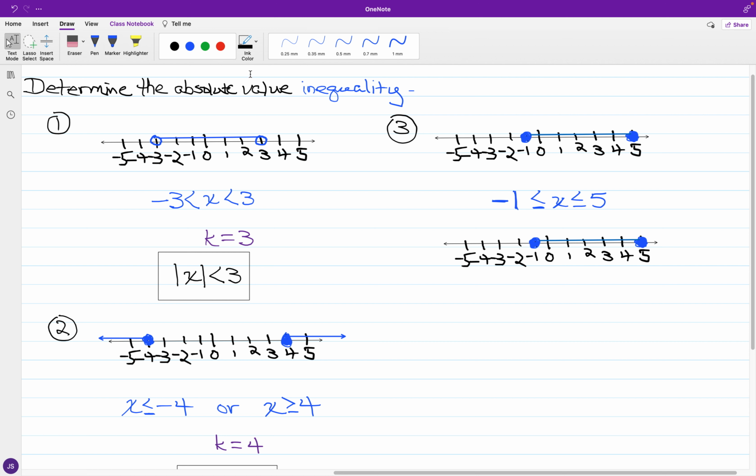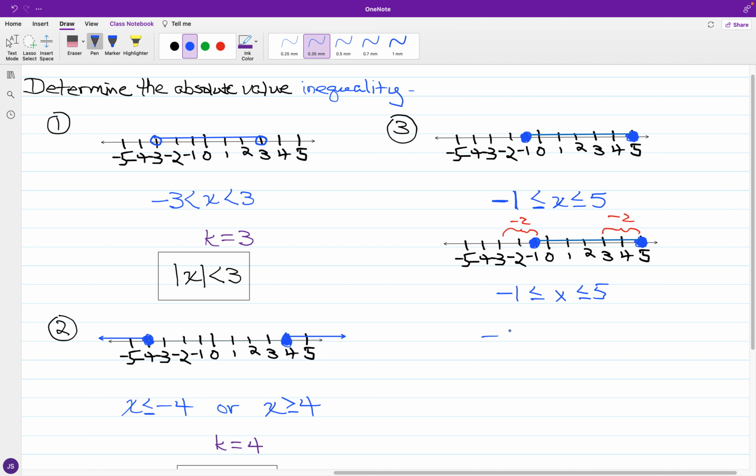So visually, we're starting out with -1 is less than or equal to x, is less than or equal to 5. So what I need to do is shift over so that the limits are equal in distance from 0. If I go from -1 and shift over 2 units, I end up at -3. From 5 shifting over 2 units with the same line segment, I end up at 3.